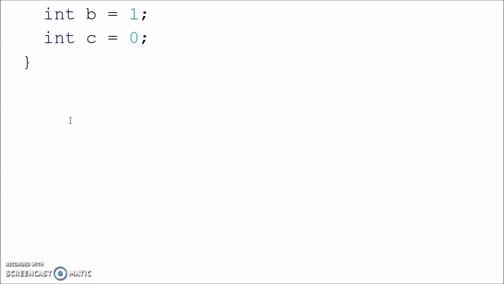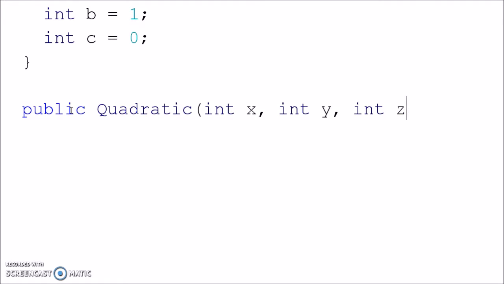Our first constructor is our default constructor, which assigns a, b, and c as 1, 1, and 0. In our second constructor, the user inputs the desired values of a, b, and c. With this, the user is now able to create a quadratic object with any integer value they want.